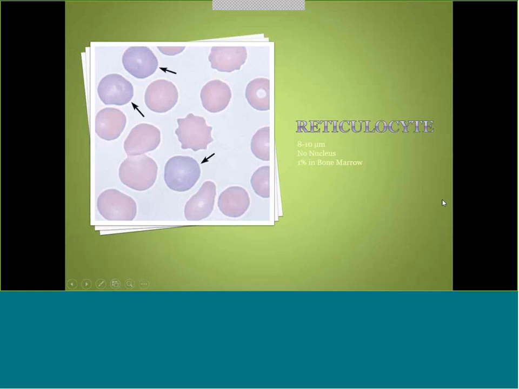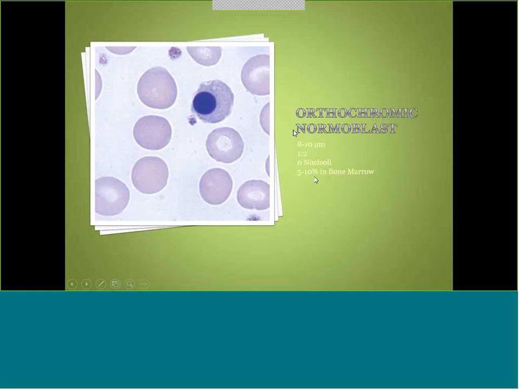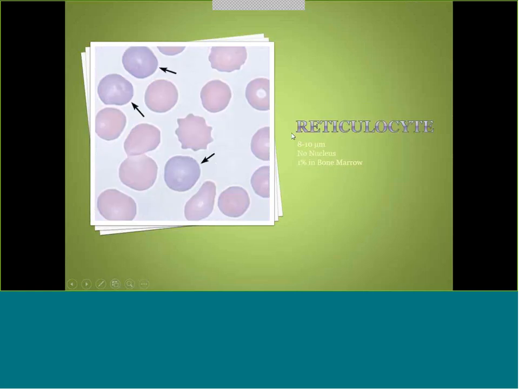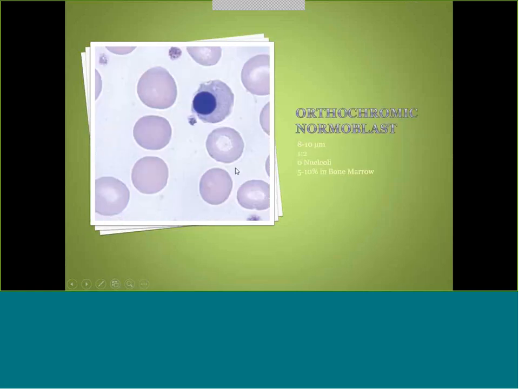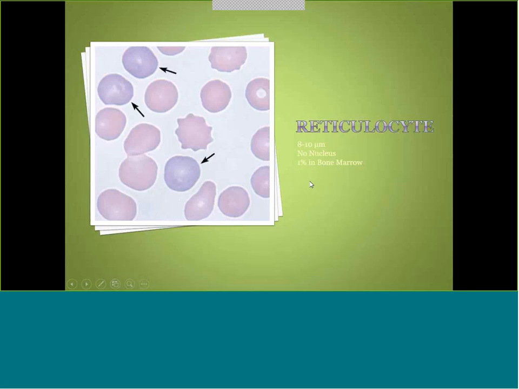All right, that will mature into a reticulocyte. As you can tell, orthochromic normoblast was the very last stage to have a nucleus. The next step, no nucleus. So that nucleus tends to sit to one side here as it's ready to expel it, and then as you move into the reticulocyte stage, there is no nucleus.